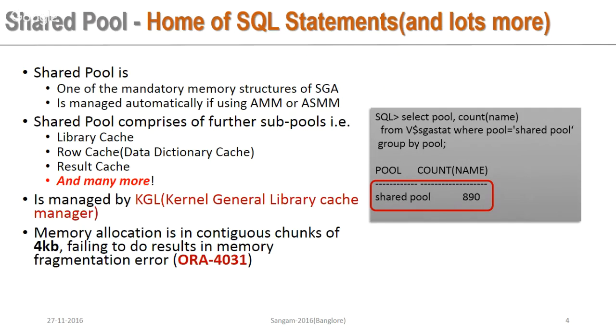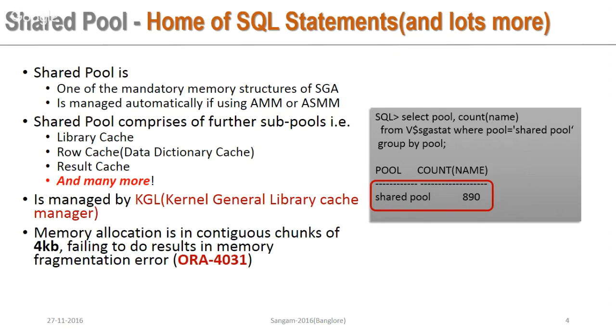Right? So this particular chunk allocation has to be contiguous, and that's the reason in case Oracle cannot have the allocation available in a contiguous manner, which is actually possible in a partial manner as well, it is going to result in the ORA-4031, which basically is going to tell that in the shared pool, a certain chunk of memory is allocated and a certain chunk of memory is not allocated.